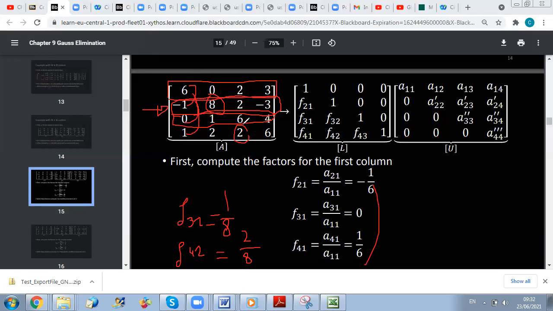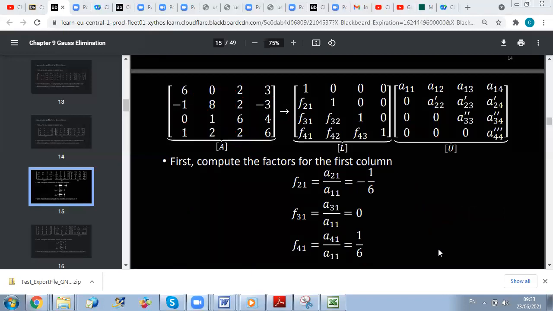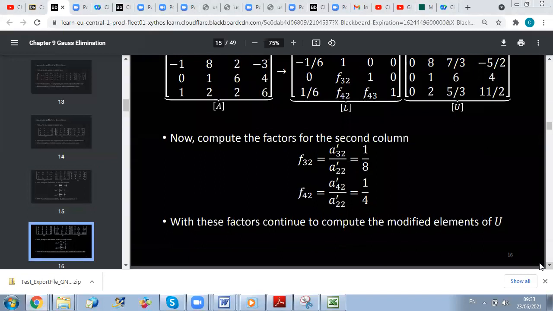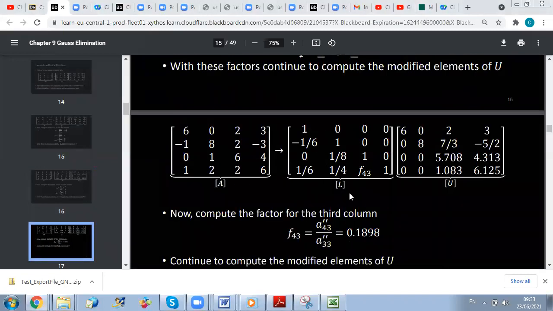Okay, so here now when you want to assess what is F43, we don't have to do any pivoting here, because the pivot elements were already higher than the elements below them. So F43 is 2 over 6. Okay, so now you can complete the L matrix, and now you can proceed to compute all elements of U.